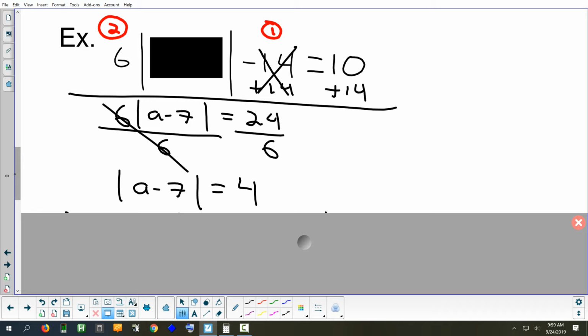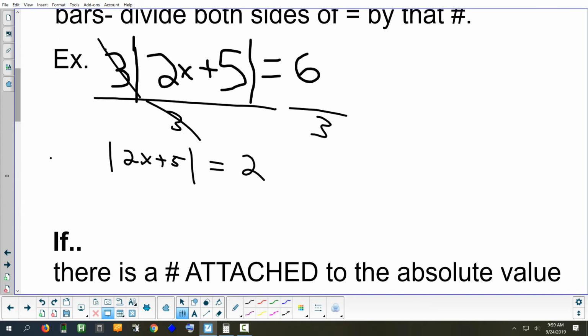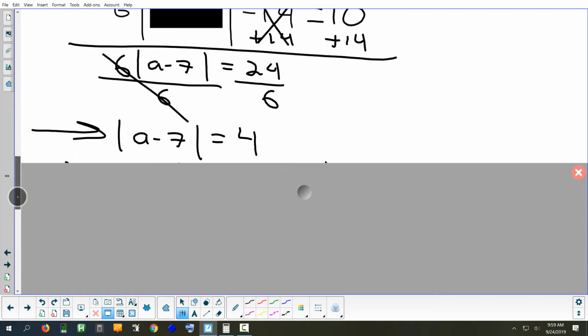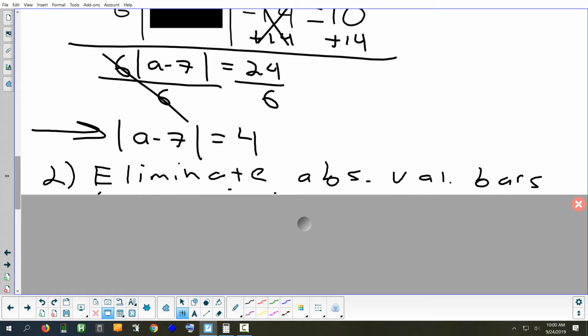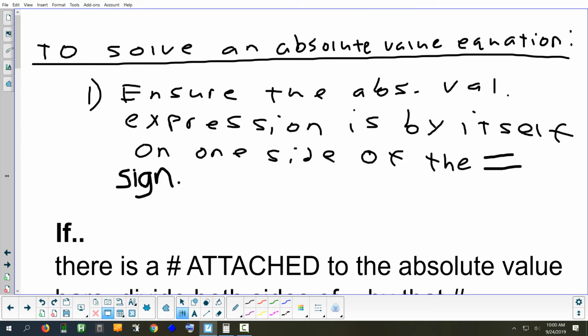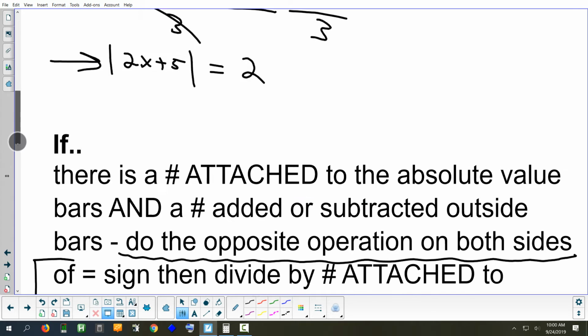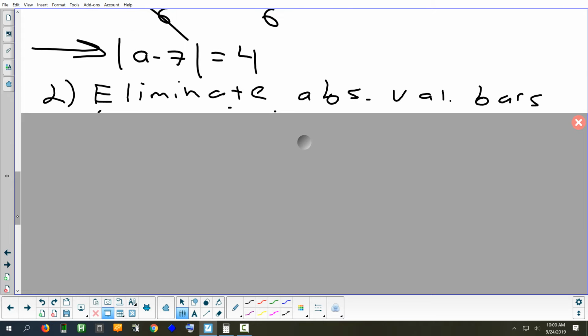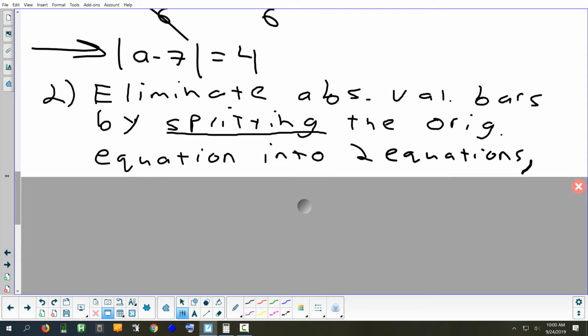All right. So now, if you look at this, is x by itself? No. We haven't got x by itself yet, or a, whatever the letter is. This is the last step. Now I'm going to show you how you get rid of the bars and get the answer. Okay? So, after you've done step 1 and made sure that the absolute value is all by itself, step 2 is to get rid of the bars. Eliminate the bars. And this is how you do it.